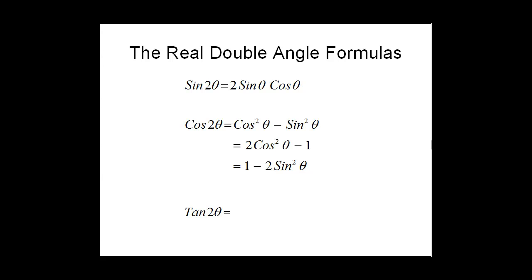Okay, tangent of 2 theta is 2 tan theta over 1 minus tangent squared. That should be 2 tan theta, not tan 2 theta. That 2 should be in front. It should be 2 tan theta over 1 minus tan squared.